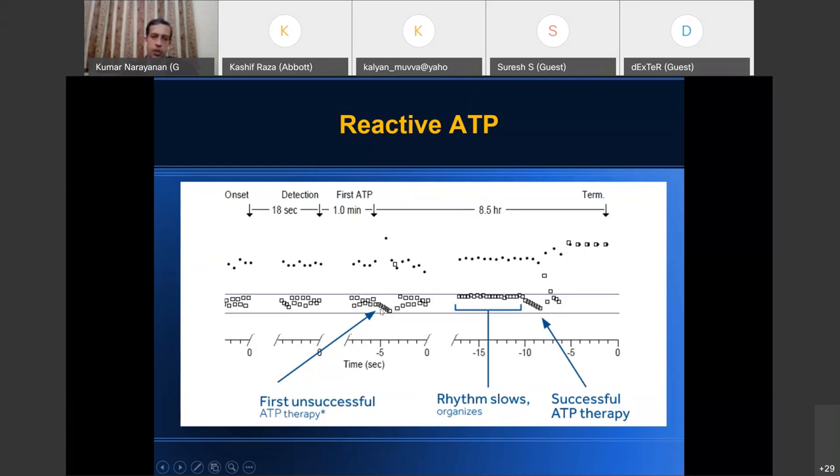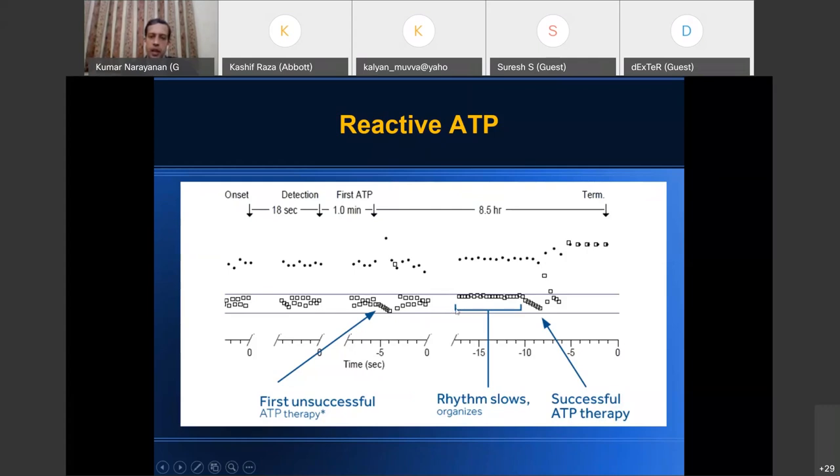And often the device will also annotate it, like here, first ATP, and it's showing you the arrow here. But you see, after the ATP, nothing happened to the atrial rate. It is still continuing fast. It is still continuing very irregular. And then time elapses.